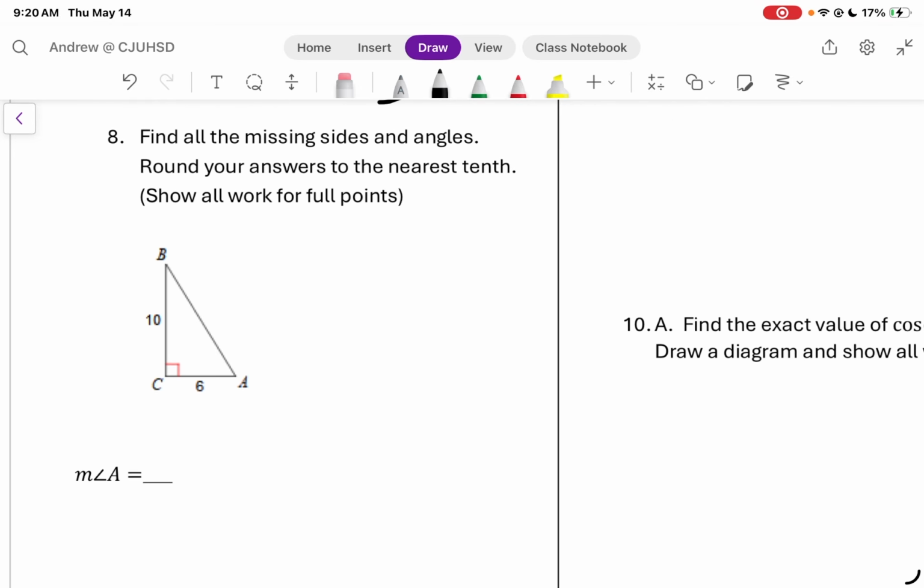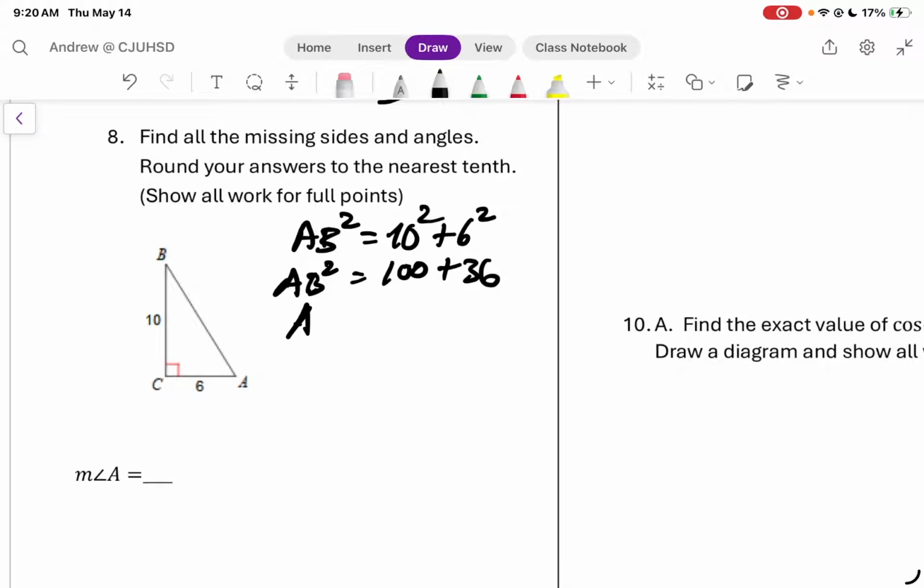Number 8, find all missing sides and angles. Okay, I get this third side here, AB, is the hypotenuse. So if I square it, it's equal to 10 squared plus 6 squared. That's 100 plus 36. I do not think that that's a perfect square. So we're going to have to do a decimal approximation here on root 136. And the square root of 136 is 11.7.